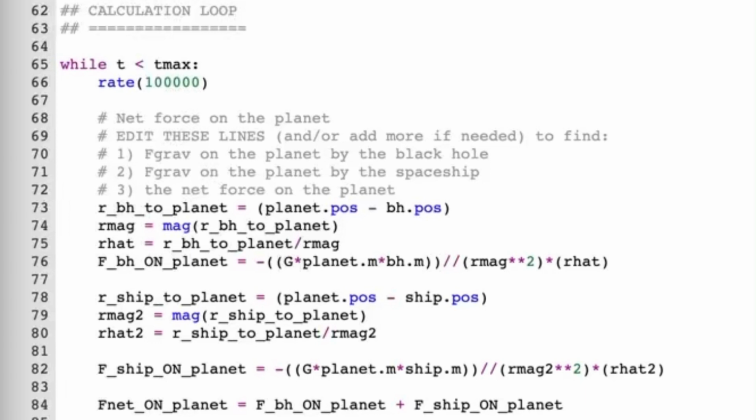To find the net force of the black hole on the planet, I first calculated the distance between both in line 73. I took the magnitude of that distance in the next line, then I found the unit vector of that distance to plug into the gravitational force equation in line 76. I did the same thing to find the net force on the spaceship from the planet and the net force of both the planet and the black hole on the ship.